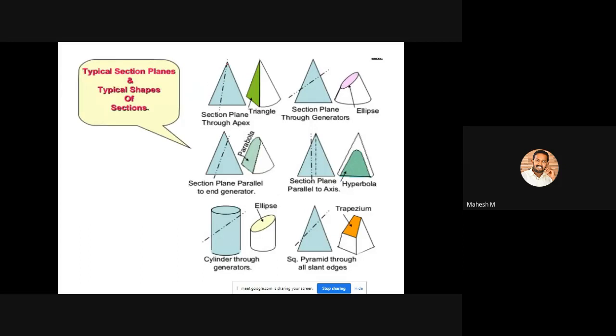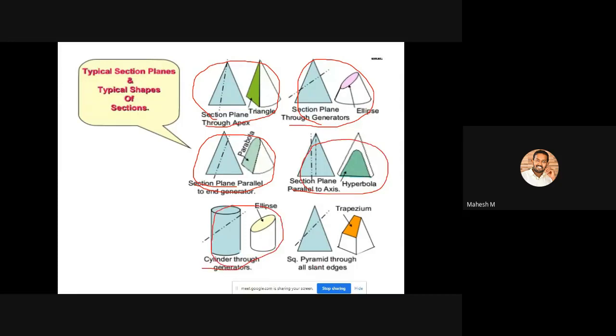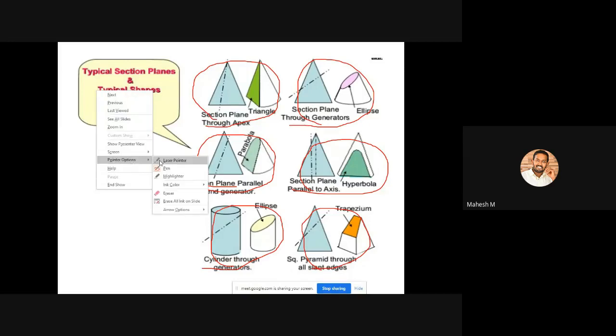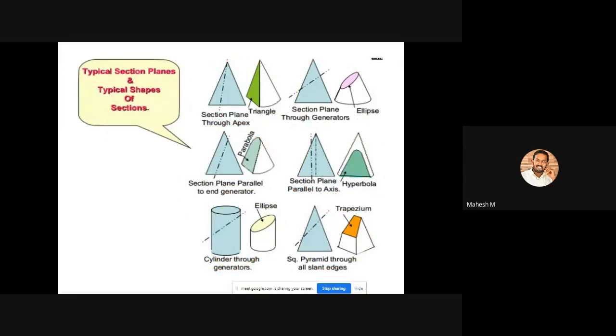Okay. So it is a cone. This one is the first diagram, this one is the second diagram, this one is the third diagram, this one is fourth, this one is fifth, and this one is sixth. Okay, I'm going to explain one by one. So the first diagram is a cone. From the 3D projection itself, you can understand that the first diagram is a cone. So here we have a condition like sectional plane through apex.